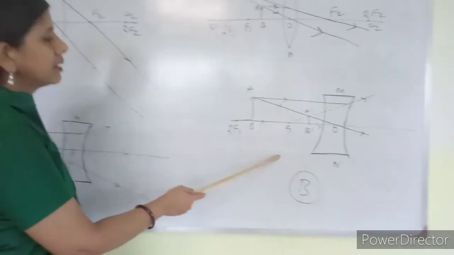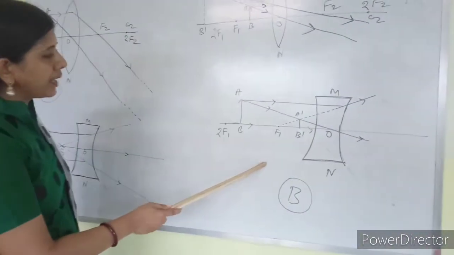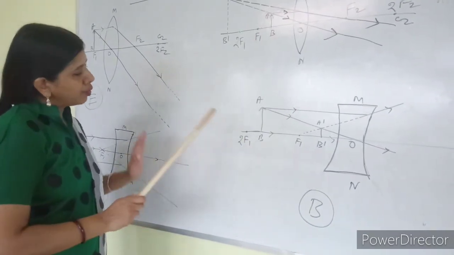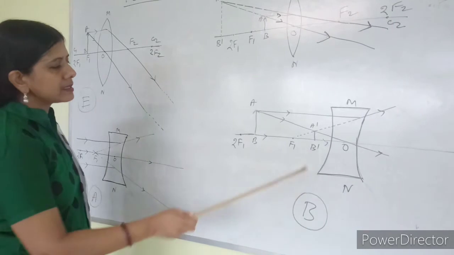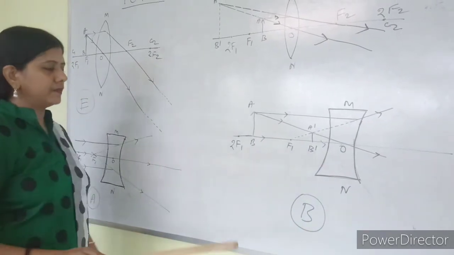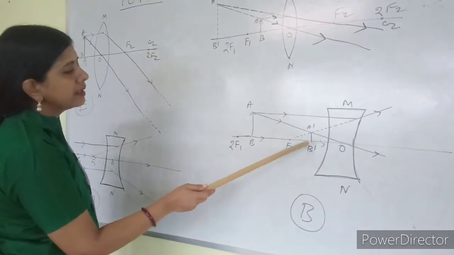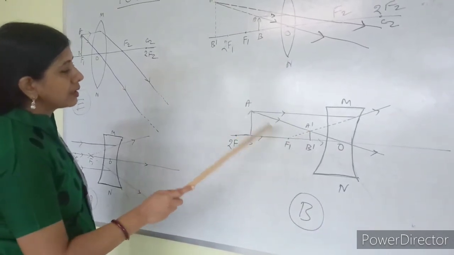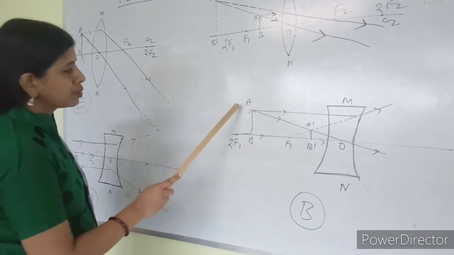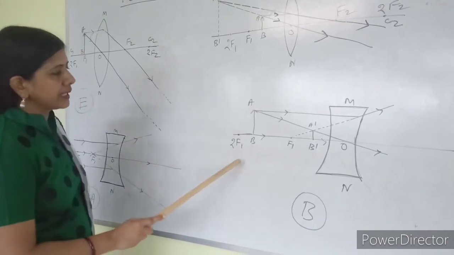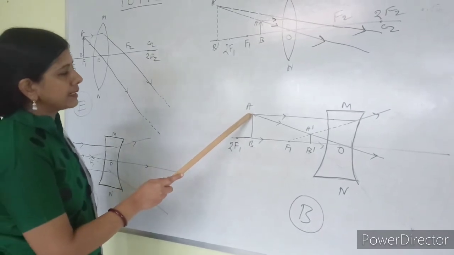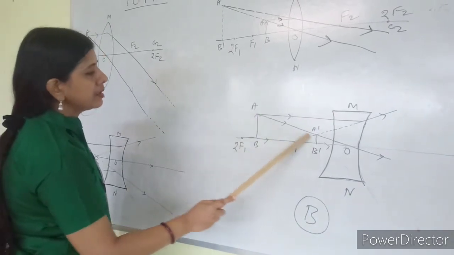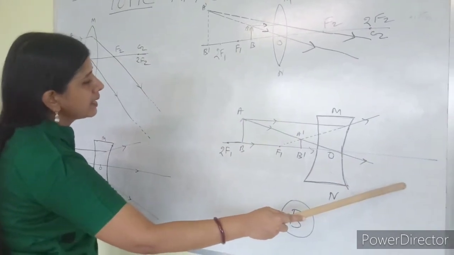Now this is another concave lens case. Here the object can be anywhere in between the optical center and infinity, not at infinity but anywhere else in between. Here I have taken the object very close to the optical center. This is my object, AB is the object. The ray coming from the object parallel to the principal axis is diverging, and this one is coming through the optical center undeviated.